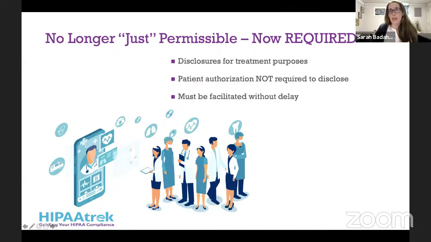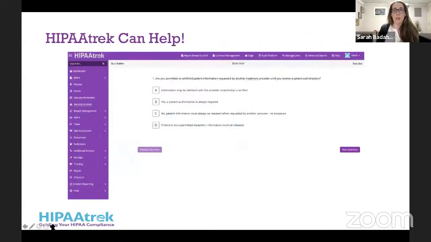This is probably the thing that your employees are going to need the absolute most training on because they are so accustomed to requiring that patient authorization, and you do not want to be caught being an information blocker, because there are fines that we're going to be going over later that are associated with this, as well as a public wall of shame that you want to avoid. So training your employees to make sure that they're aware of this new requirement is going to be key.